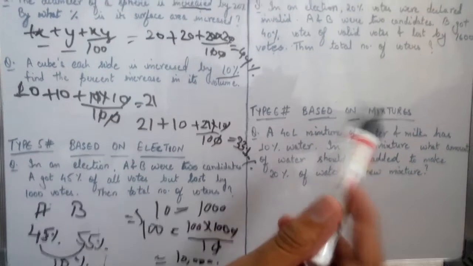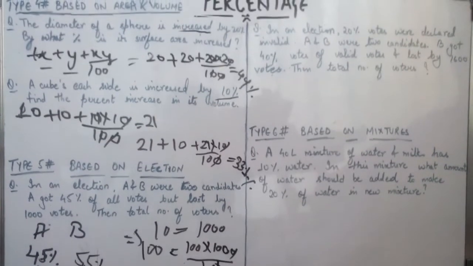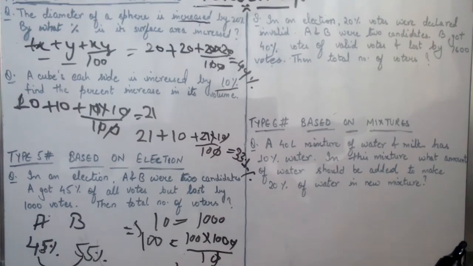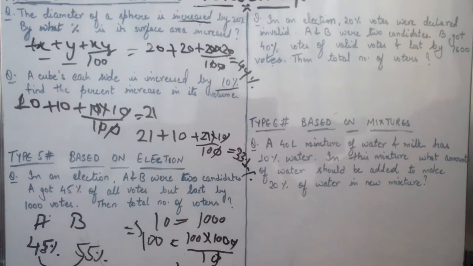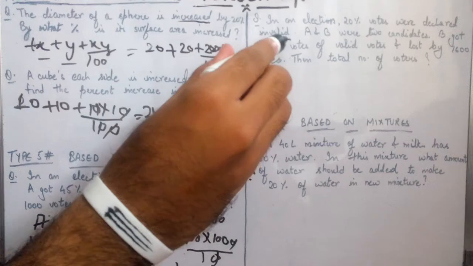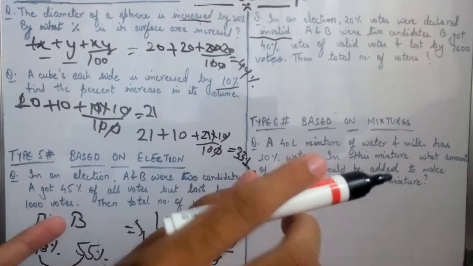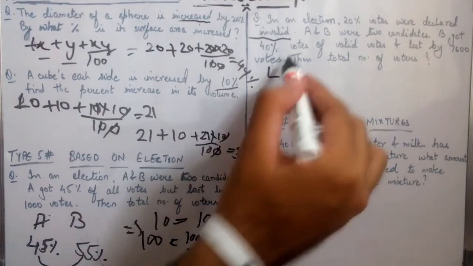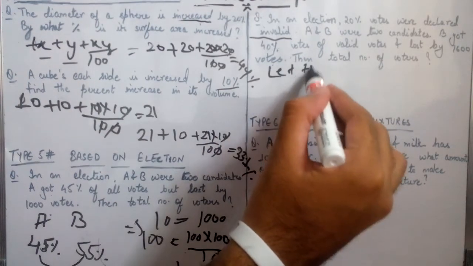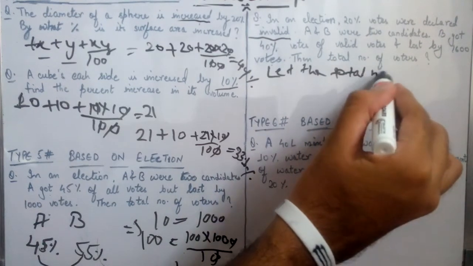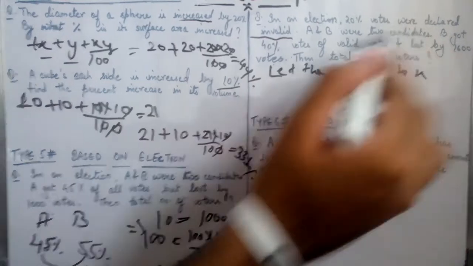Now the next question. In an election, 20% votes were declared invalid. A and B were two candidates. B got 40% of valid votes and lost by 1600 votes. Then we have to find the total number of voters. I selected this question because here the word invalid comes, so we have to do this question in a different way. Let the total number of voters be x.